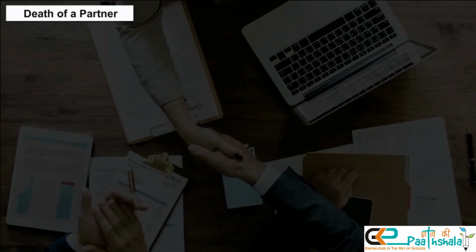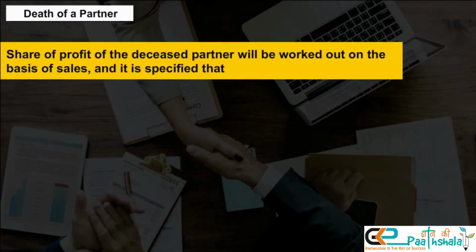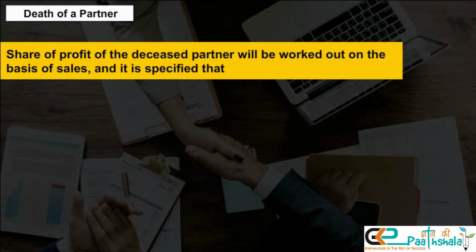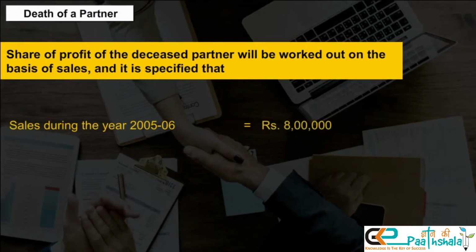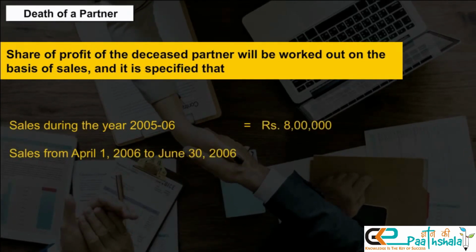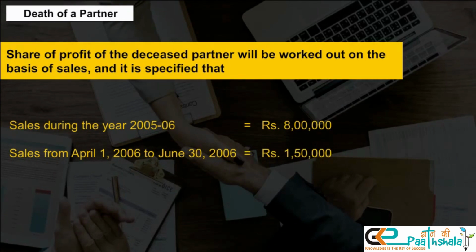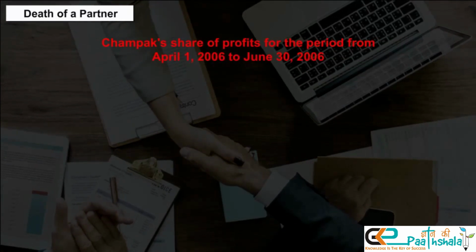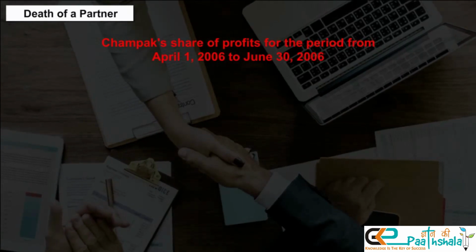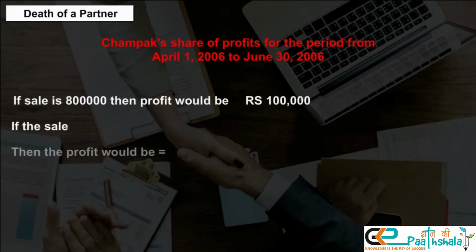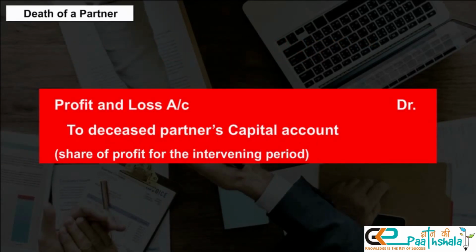If the agreement provides that the share of profit of the deceased partner will be worked out on the basis of sales, and it is specified that the sales during the year 2005-2006 were rupees 8 lakhs and the sales from April 1, 2006 to June 30, 2006 were rupees 1,50,000, Champak's share of profit for the period from April 1, 2006 to June 30, 2006 shall be calculated as follows. The journal entry of the same would be.